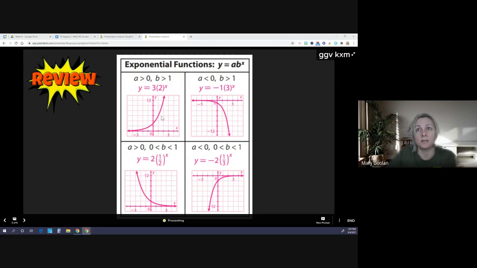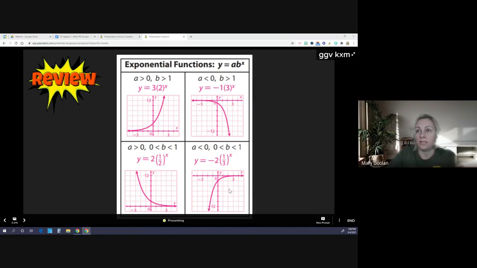When a is greater than 0, but now b is a proper fraction, less than 1 but greater than 0, what happens is, if I compare it to the original one, it's a reflection again, but this time it's being reflected across the y-axis. It's like a mirror image where the y-axis is your mirror. And then this last possibility is when a is less than 0 and b is also a proper fraction, less than 1 and greater than 0. They're giving you an example in pink of each of these.